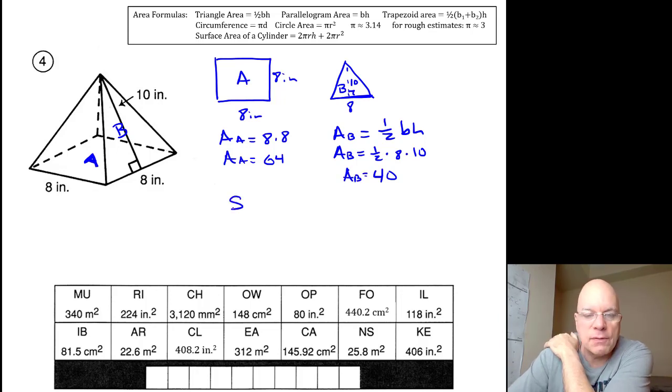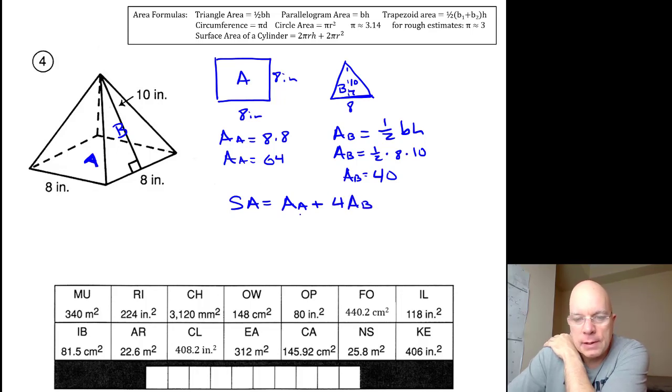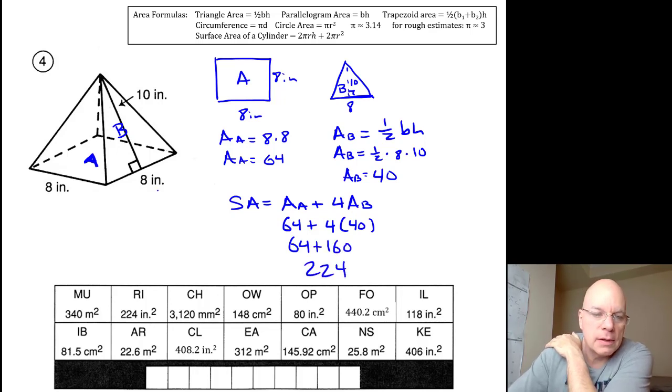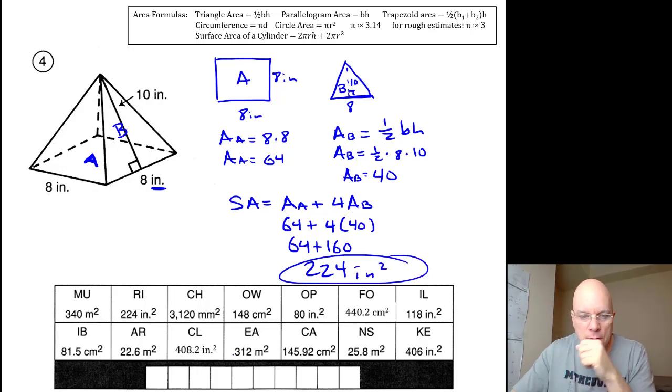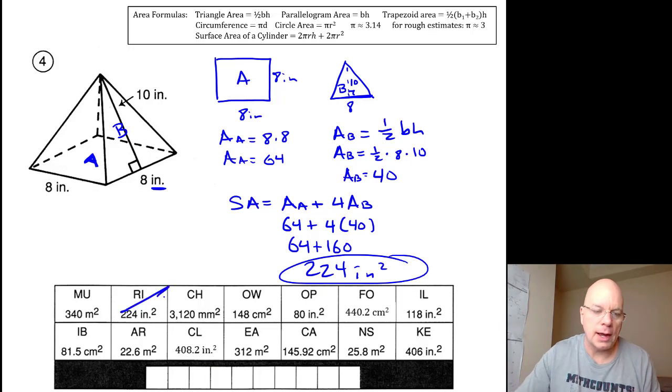And then the surface area formula for this square pyramid: there's only one square base, so I have one area A. But I have 4 of those triangles, so 4 times area B. So area A is 64, and I have 4 40s. 64 plus 160 is 224. The dimensions were inches, so inches squared. Right there.